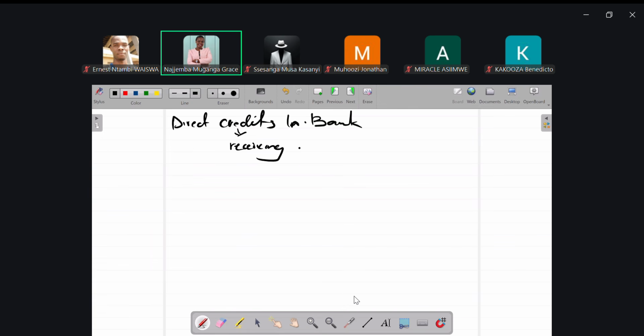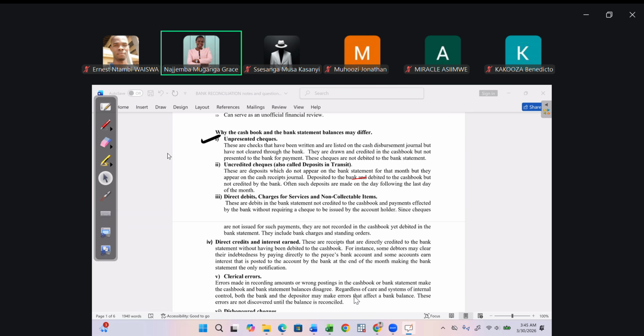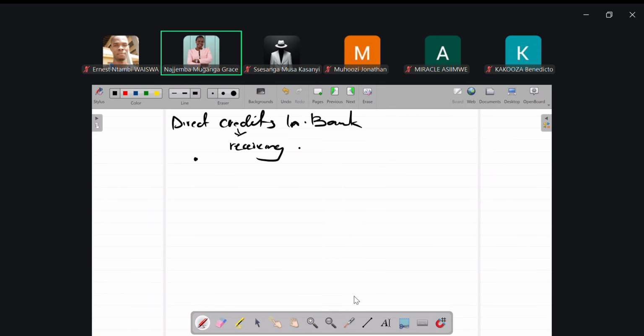What are some of the examples? Direct credit could be that you're earning commission for saving with a certain bank. It could be that you're getting interest. Or maybe a customer made a standing order to make payments.